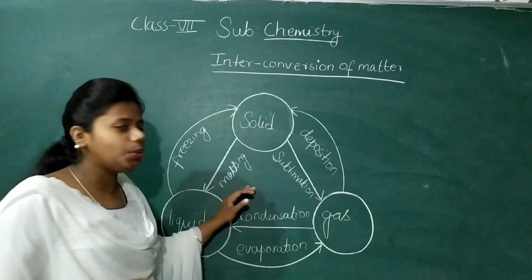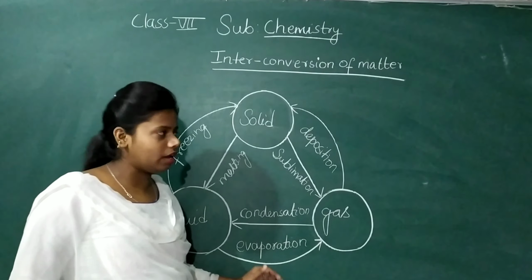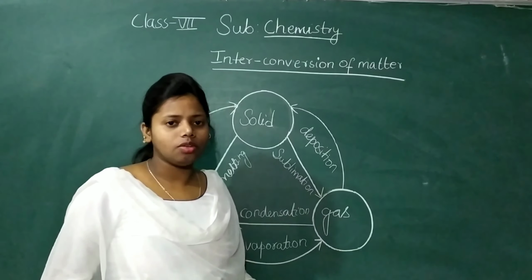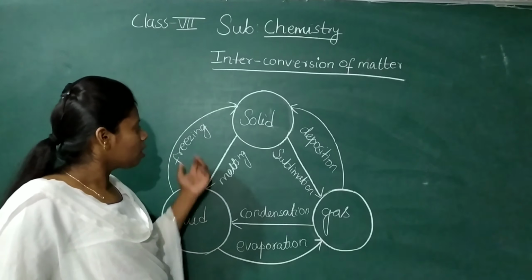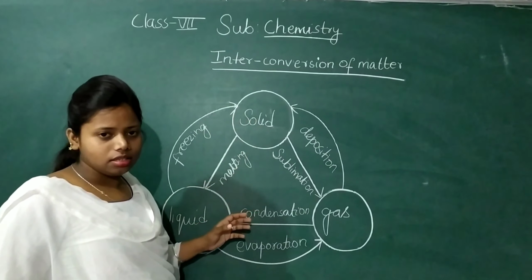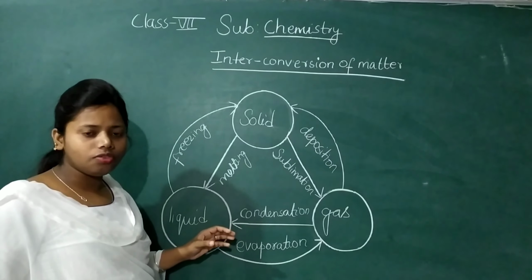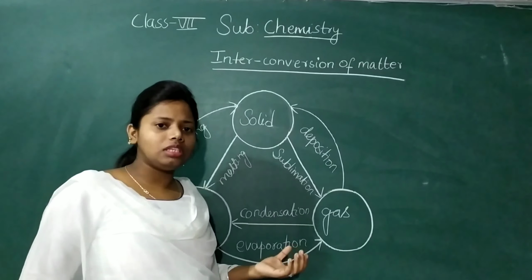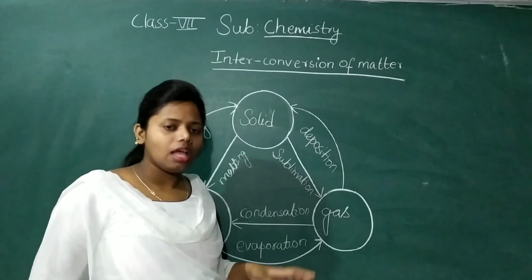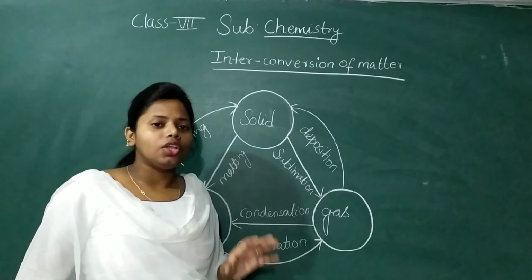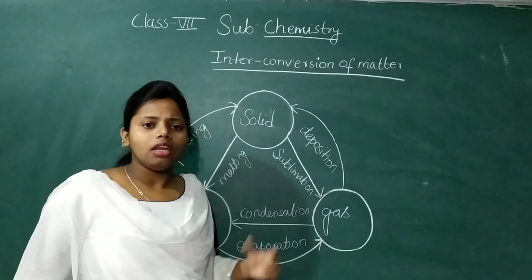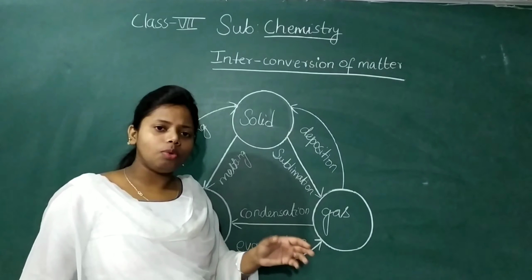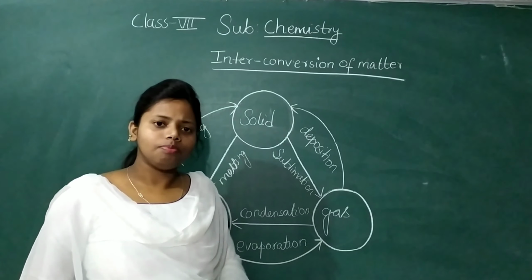Now see here, I will show you in the form of a diagram. I have drawn here three states: solid, liquid and gas. Now what you will do? You will take ice. Ice is what? It is the solid form of water. You will take this ice out of the fridge, and you will see that the ice will start melting, and you will get liquid, that is water. When you take the ice out of the fridge, it was in solid form, so when you take it out, it starts melting.